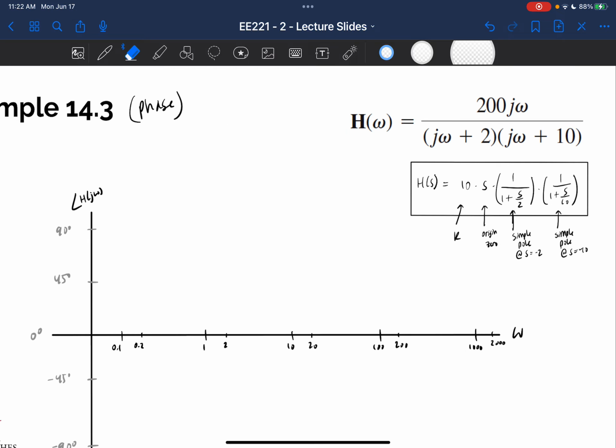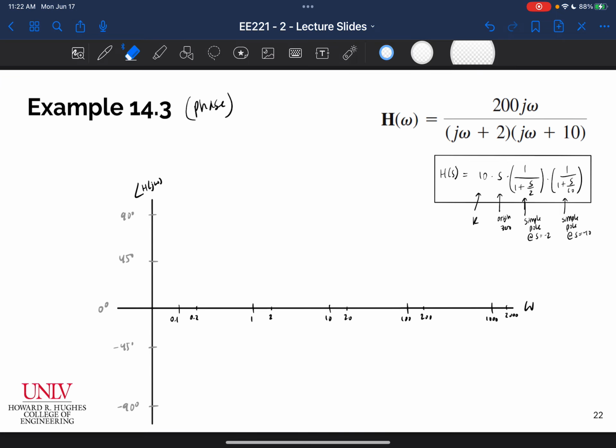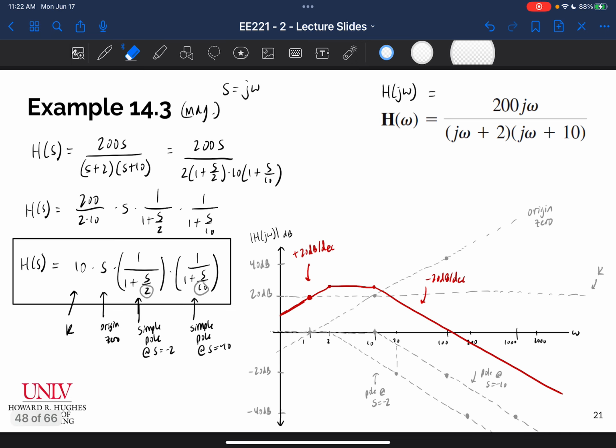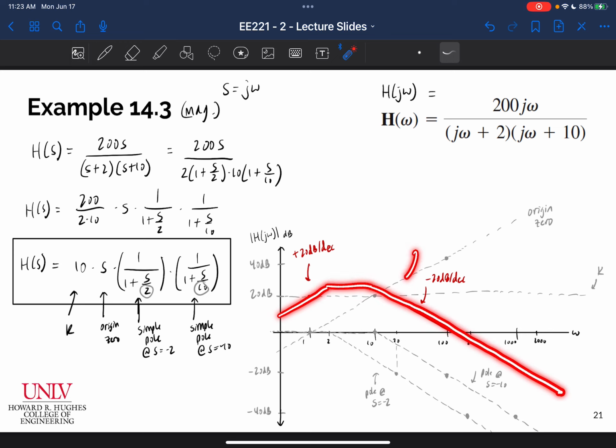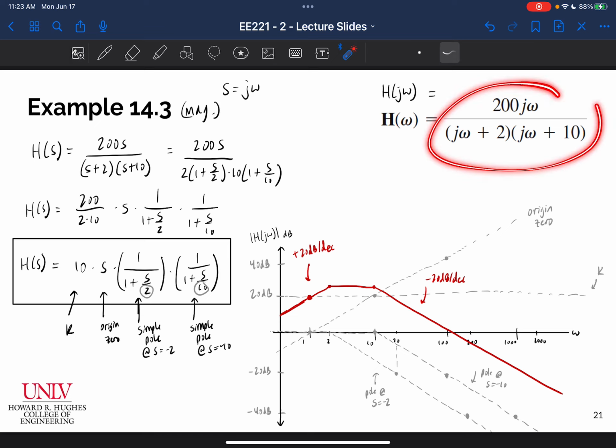Okay, so we broke up our transfer function into these four factors, right? A constant gain of 10, an origin 0, a simple pole at s equals minus 2, and a simple pole at s equals minus 10. And so what we did in the previous video was we looked at the contributions of each of those factors. The constant here, the origin 0 here, and then the pole at 2 here, and the pole at 10 here, right? And then we added their effective responses to get one total response that is the magnitude response for this entire transfer function, which is really nice and really convenient.